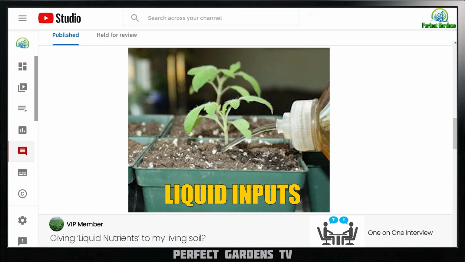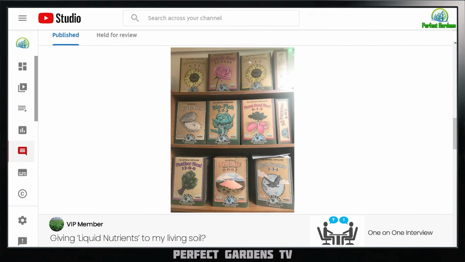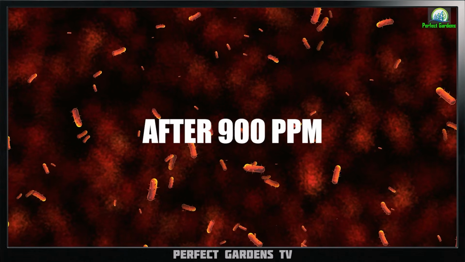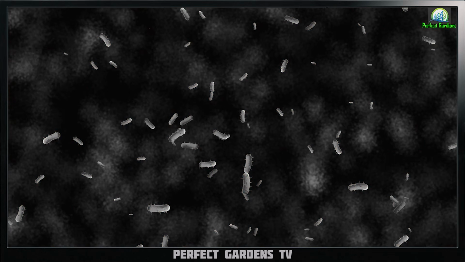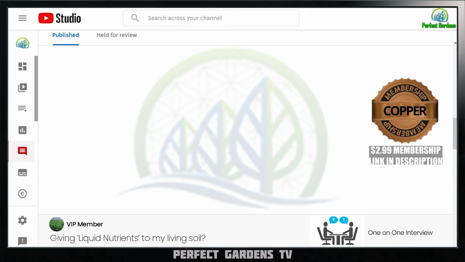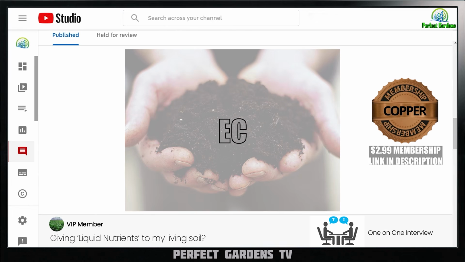That means for input, right? Like liquid inputs that you're supplementing alongside your dry amendments and everything that you already have in your soil. And that's just for living soil and soil biology, because after 900 parts per million of input, your soil biology starts to go dead. What I mean is the things you add into your liquid nutrients and then provide to your plants, right? Now we talk about the EC in your soil.